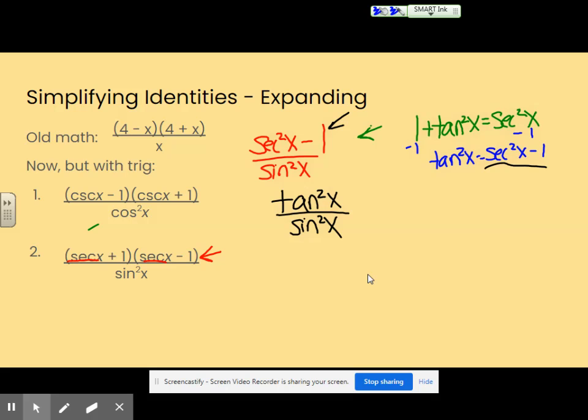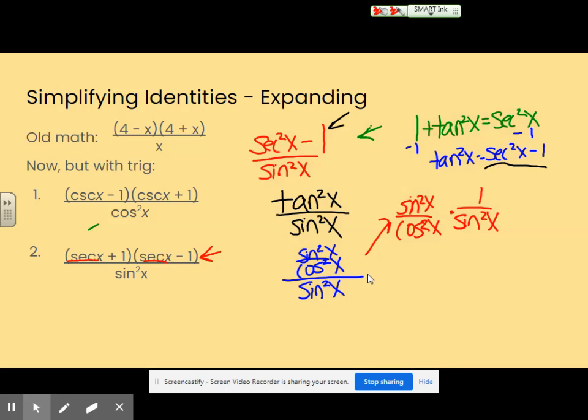So I say, all right, tangent, we know, is really sine over cosine, all over our denominator. That's sine squared x. So what I'm going to do from here, same thing as before. We remember our fraction division. My numerator, that's sine squared over cosine squared, stays the same. Now it's being multiplied by the reciprocal of the denominator.